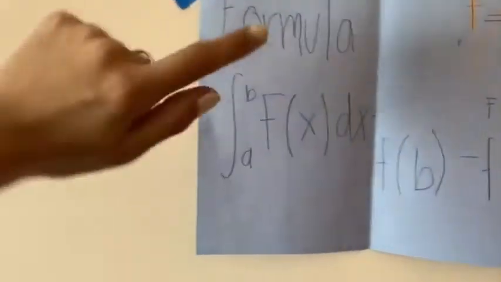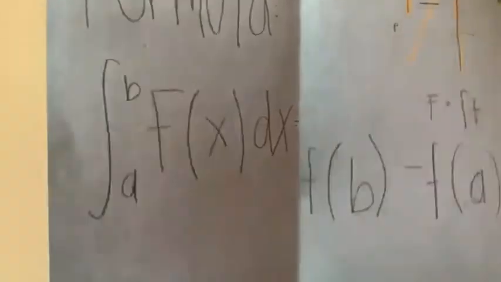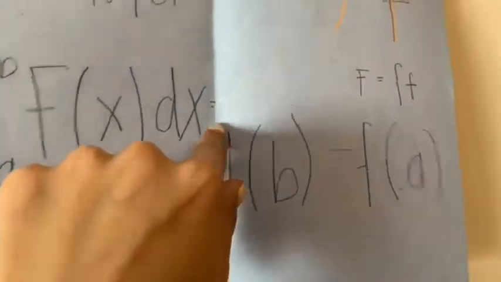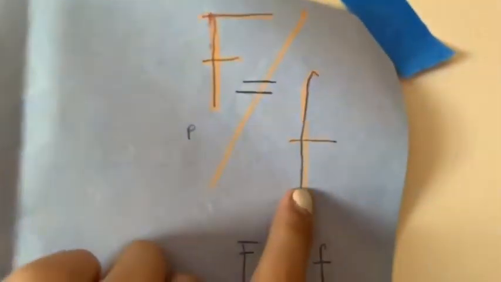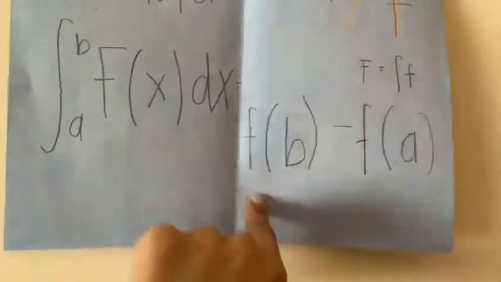Formula. First, you have to write the integral from a to b. It's always the same. Now we have f prime of x dx, and an equal sign. Then you have to write capital F of b minus F of a. But it's to say that f prime is always the lowercase f, but the correct way is to always put first F prime equal to f.